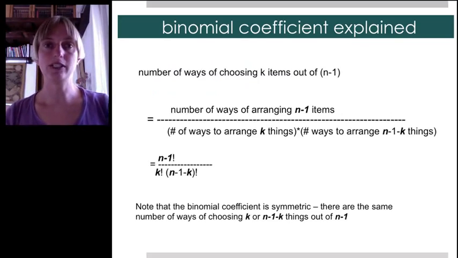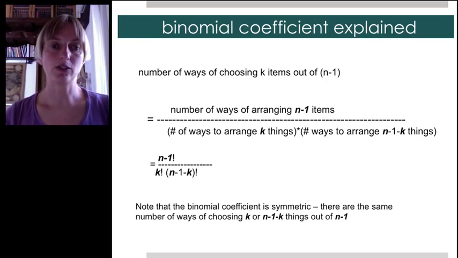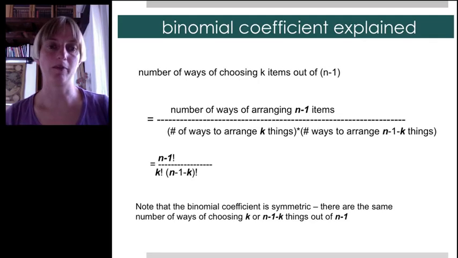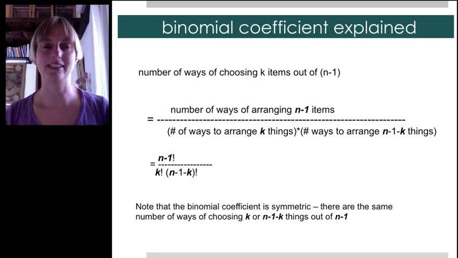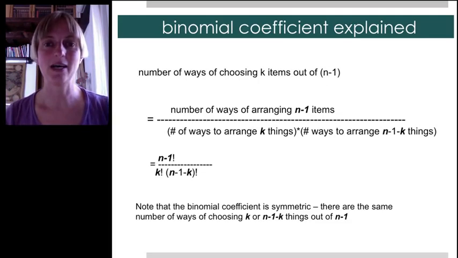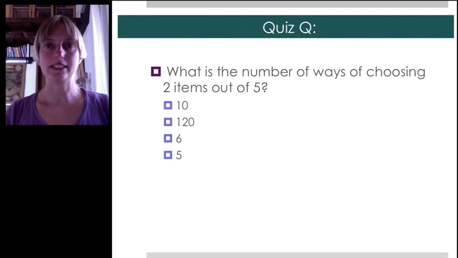So in general, this binomial coefficient of choosing, for example here, k items out of n minus 1 is going to be n minus 1 factorial in the numerator, k factorial in the denominator, n minus 1 minus k factorial in the denominator as well. And there should be a parentheses around the n minus 1. Sorry about that. So let's test our understanding. What is the number of ways of choosing 2 items out of 5?